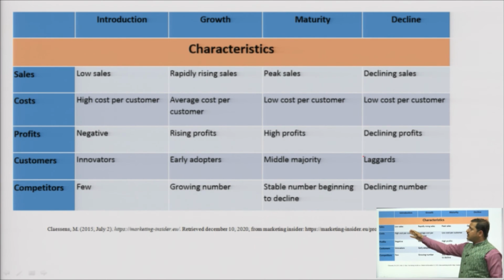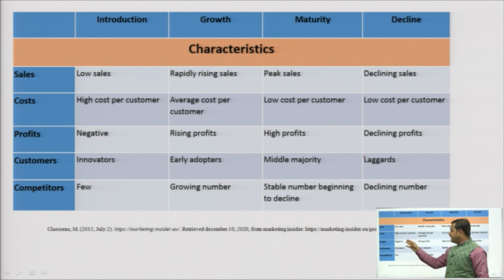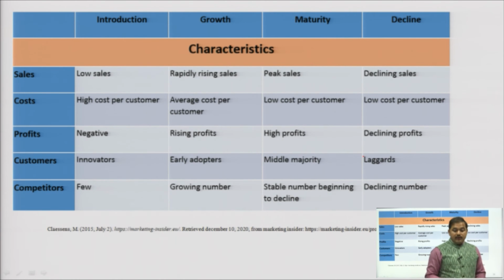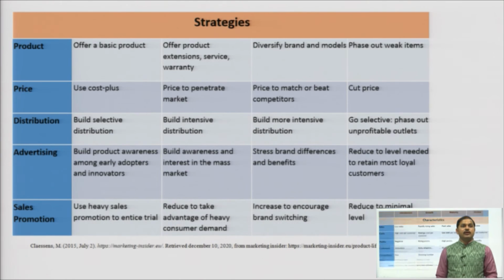The sales will be low in the introduction phase, rapidly rising in the growth phase, then peak sales and declining sales. Cost per customer will be high, then average, low, and again low. Profit will be negative, rising, high and then declining. Customers may be innovators, early adopters, the middle majority, and laggards will be joining over here. Competitors will be few in the beginning, then growing in number, stable, and finally maybe declining in number, or there could even be more in the initial phases of the growth and maturity phases.